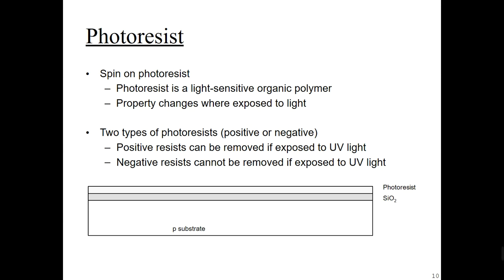There are two types of photoresist, positive or negative. Positive resist can be removed if exposed to UV light, and negative resist cannot be removed if exposed to UV light. Simply, with positive resist, if UV light is superimposed on the wafer, it will remove the photoresist layer on the wafer. If you are using negative resist and expose it to UV light, it will never remove the photoresist layer. That is about the third step, the photoresist layer.